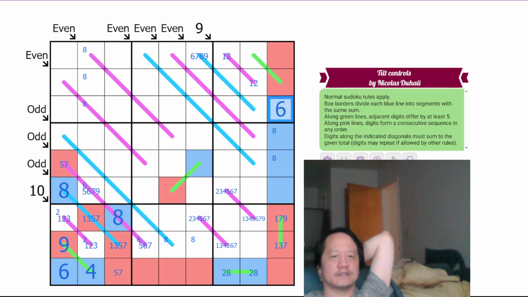That leaves this as a 6. And the remaining digits in column 9 are 2, 4, and 8. That eliminates 2, 4, and 8 in the rest of the box.